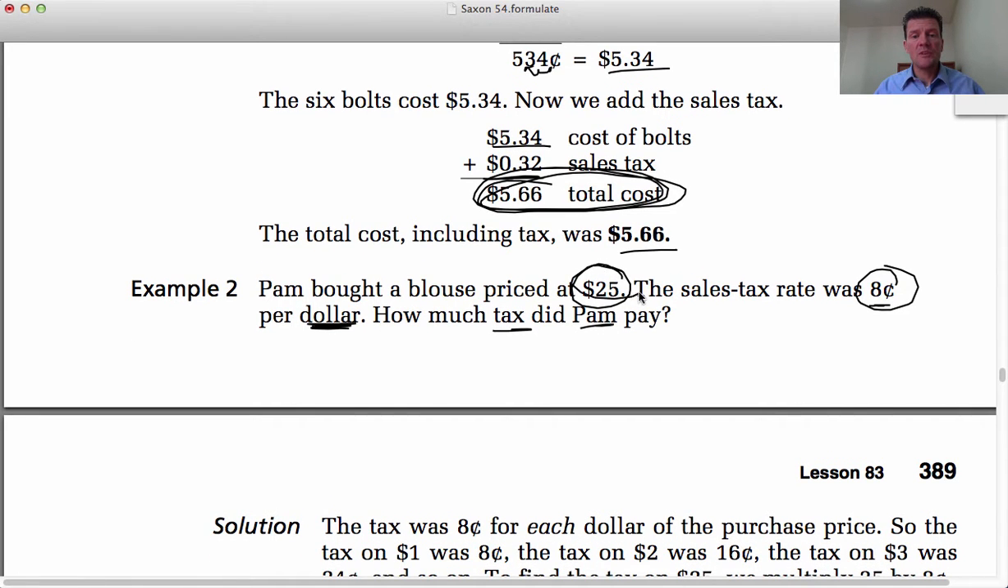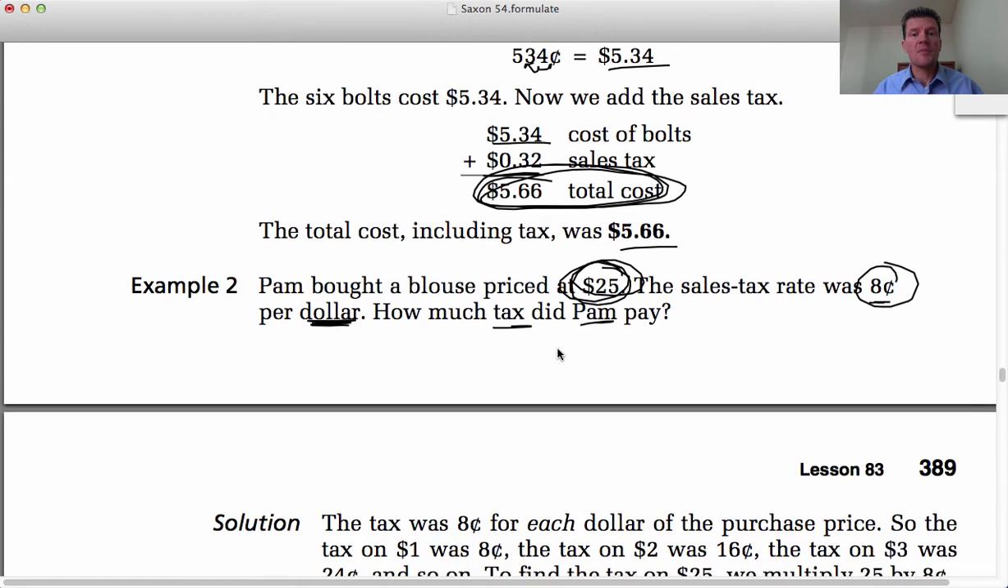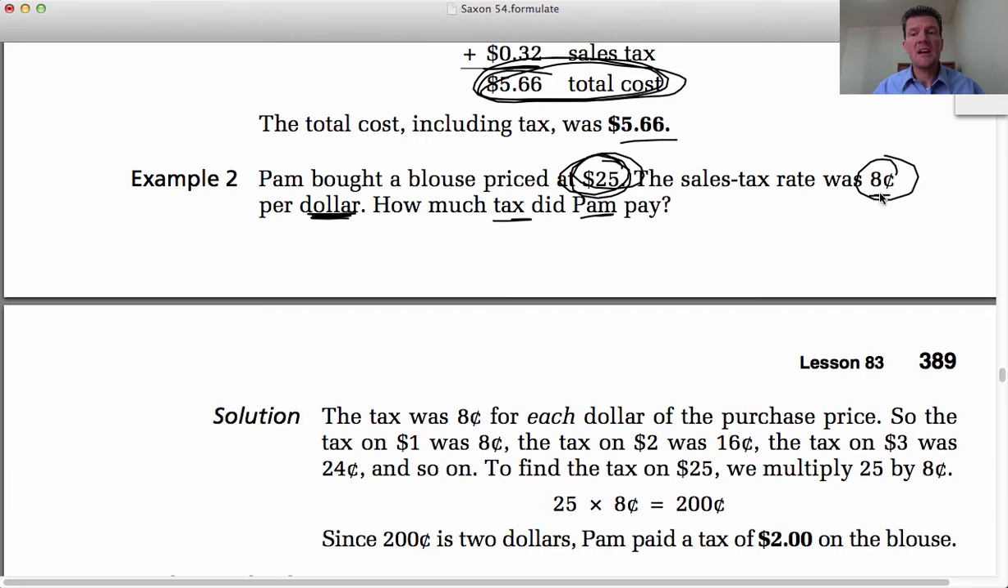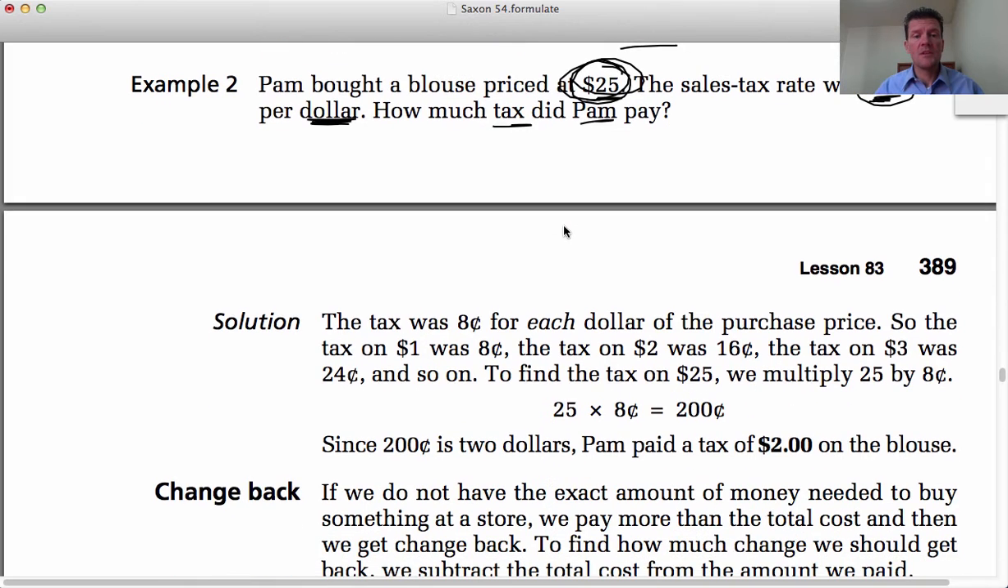So in this case, the $25 is the total amount for the cost of the blouse. But then you're going to add on 8 cents for each dollar that is the cost of the blouse. So that is important to note here. Remember, I said when you're reading these, read it very carefully, slowly, pay attention to each word, because in this case, these two words, per dollar, that changes everything. You have to really be aware of that.